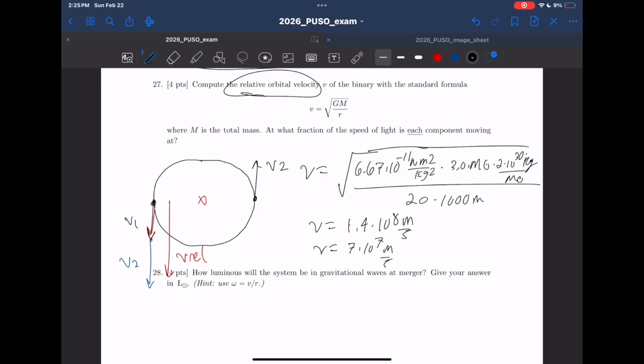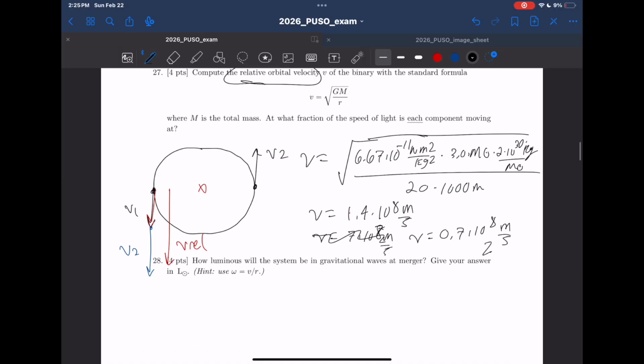Wait, did I do that right? 0.7 times 10 to the 8th meters a second. Sorry, y'all. Okay, and this is pretty close to the speed of light, because speed of light is 3.0 times 10 to the 8th meters a second. So we are moving at about 0.2 times the speed of light, so pretty fast, but that's okay.